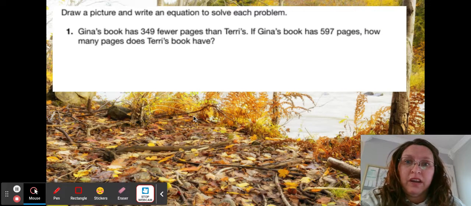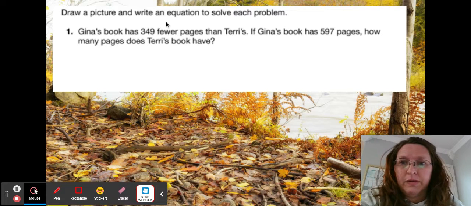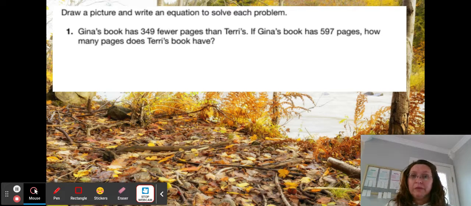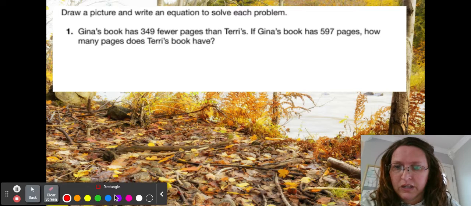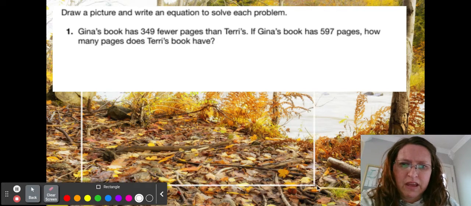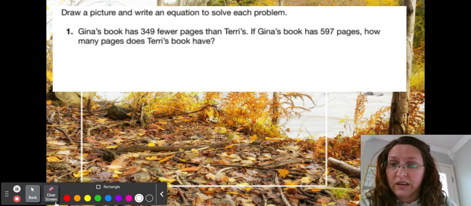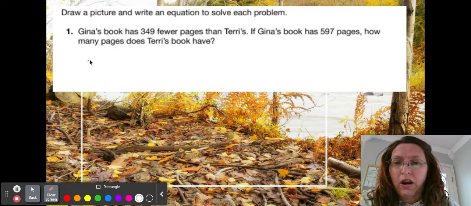Okay, and now we're going to start lesson 2-4. With this one right here, we're going to talk about how to draw a picture and write an equation to solve each problem. In order to begin, the first thing we are going to discuss is one definition. And that definition is called a part-part-whole diagram.